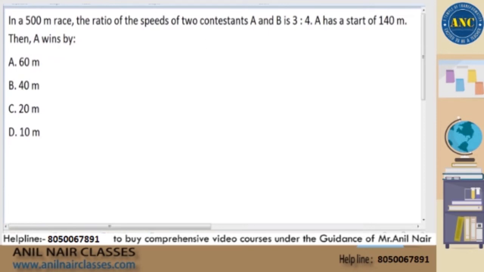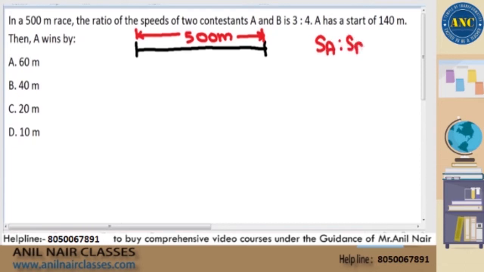Now see here. First statement says, in a 500-meter race, the ratio of speeds of two contestants A and B is 3:4. That means, can I say that there is a race which is happening? First of all, what I know in this as of now is the length of the race is 500 meters, right? It is also given that the speed ratio of two contestants A is to B is 3:4, right? This is what is given in the first statement.